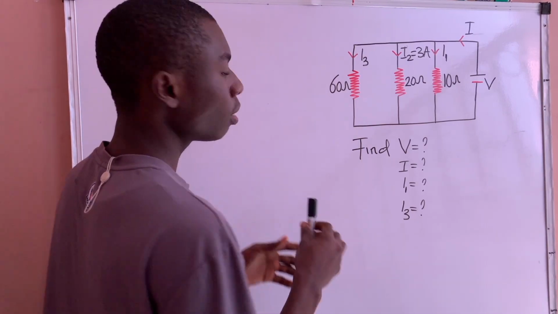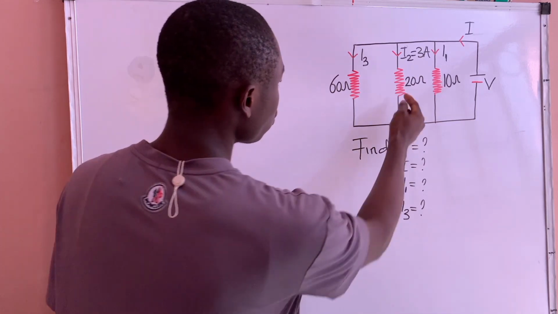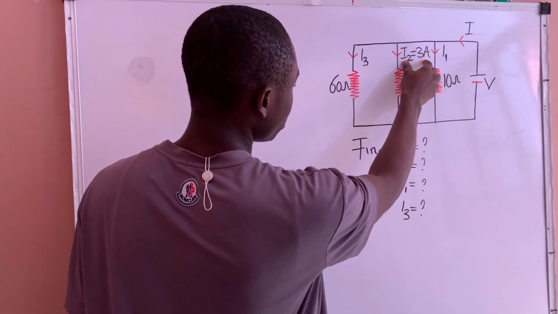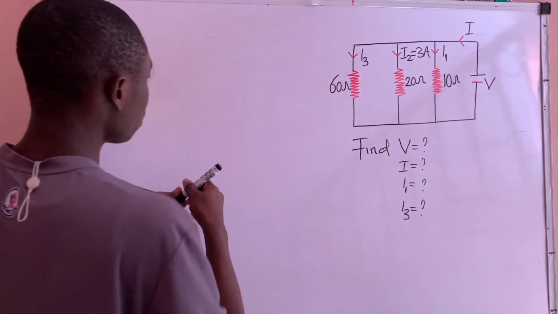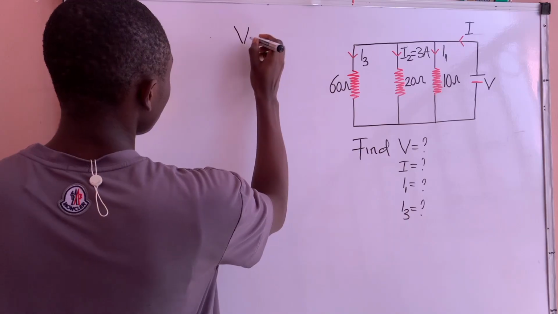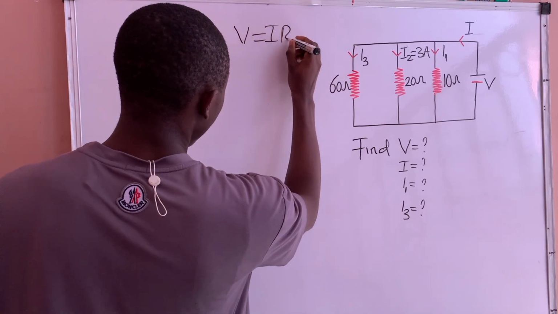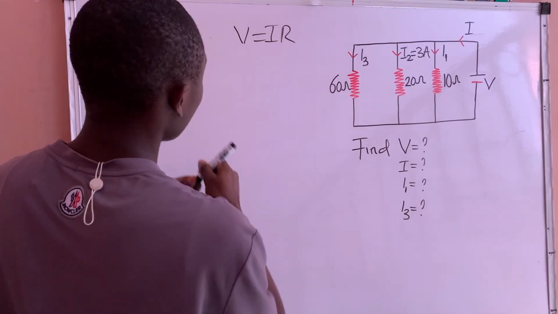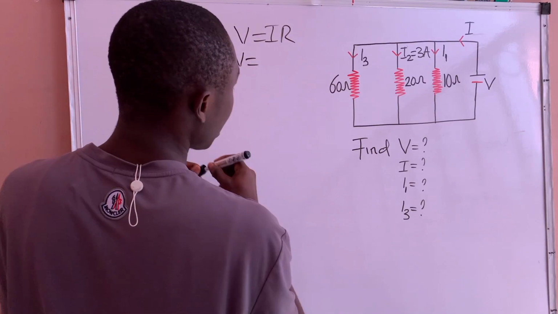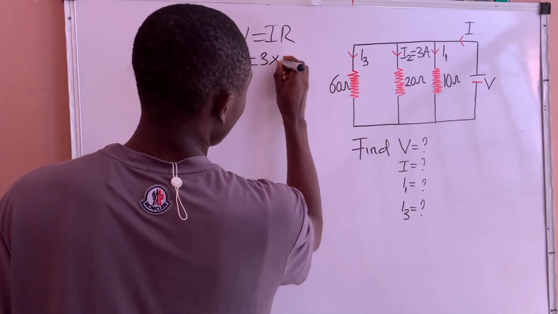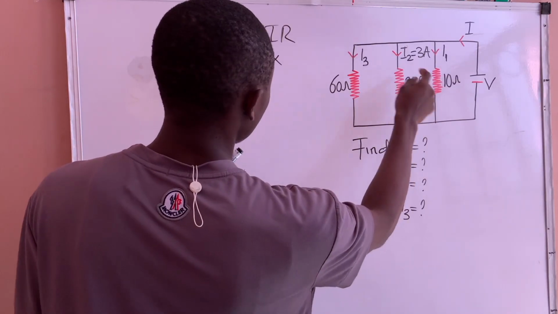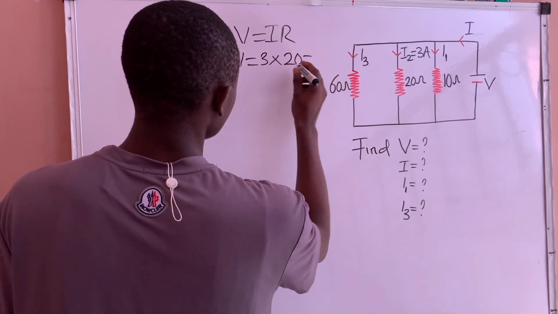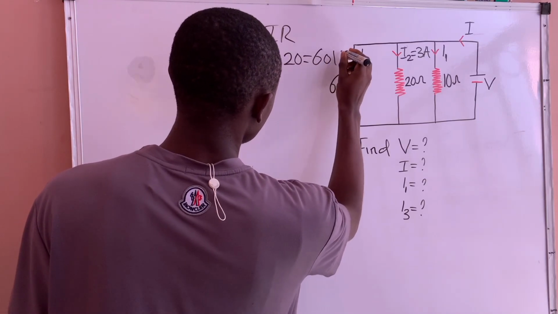Remember, we can only find the supply voltage V from resistor R2, for which we are given the current and the resistance value. So from Ohm's law, V equals I times R. V will now equal I, which is 3 amps, multiplied by the resistance value of R2, which is 20 ohms. So 3 times 20 is 60 volts.